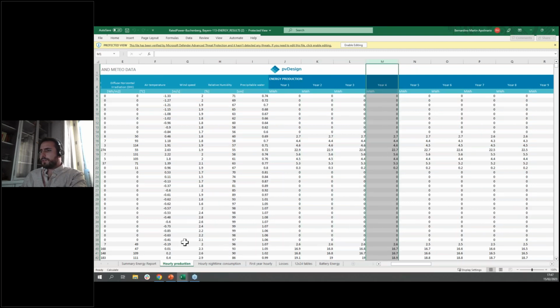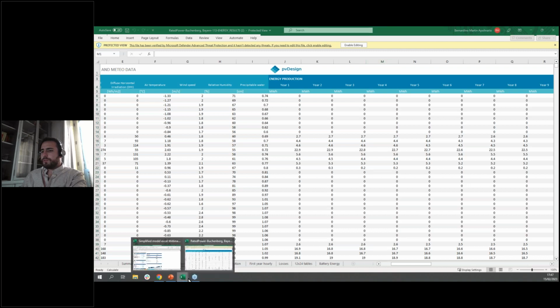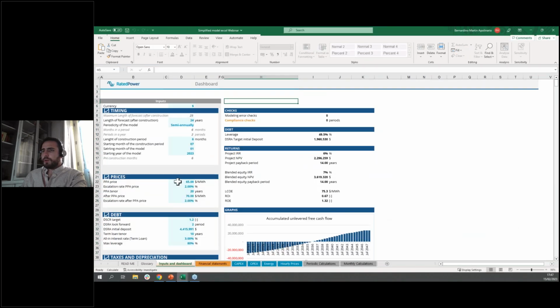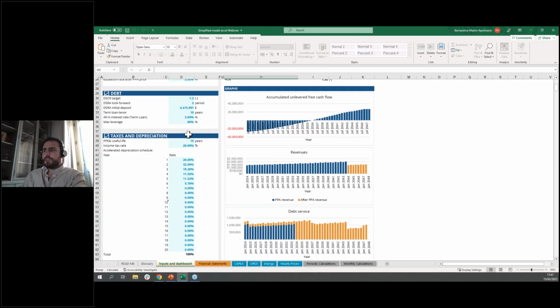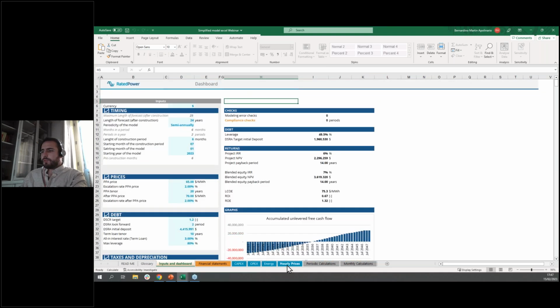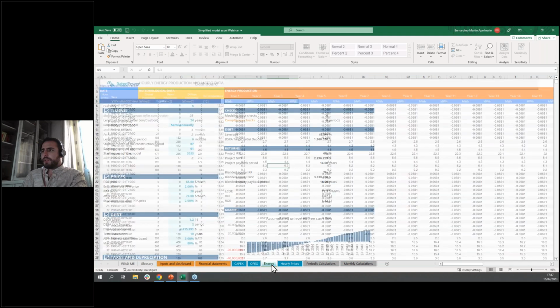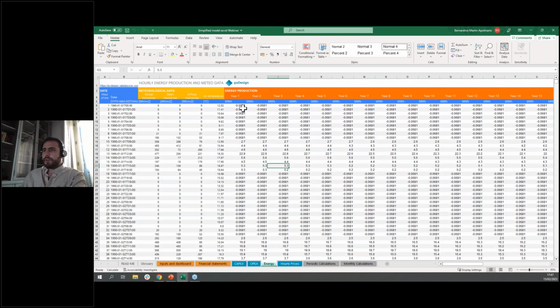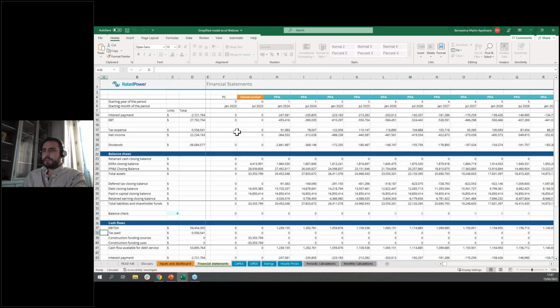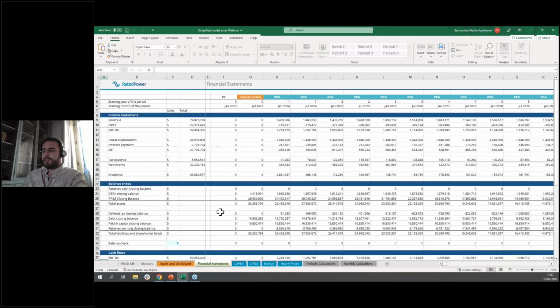And for example, we can use these two tabs to go to our simplified model, this one here, where we have several inputs, several assumptions. And we can go, for example, to the energy tab here, and we can paste our energy production, energy generation values, okay? And these values can be used later to calculate all the cash flow and all the financial statements that we will see later, okay, here.